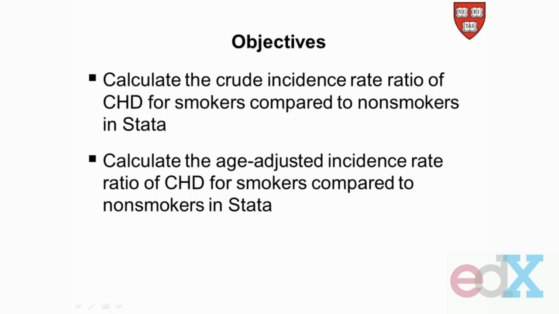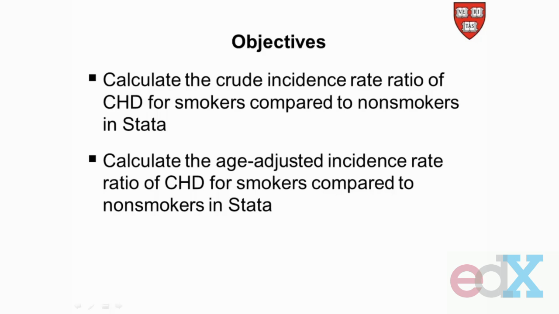So we have two objectives for this demo. First is to calculate the crude incidence rate ratio of CHD for smokers compared to non-smokers in STATA. The second objective is to calculate the age-adjusted incidence rate ratio of CHD for smokers compared to non-smokers in STATA.